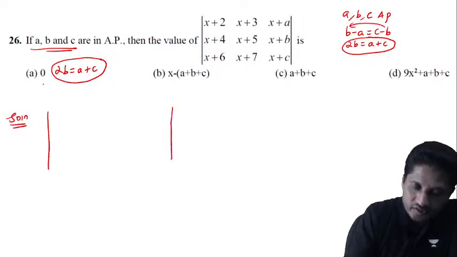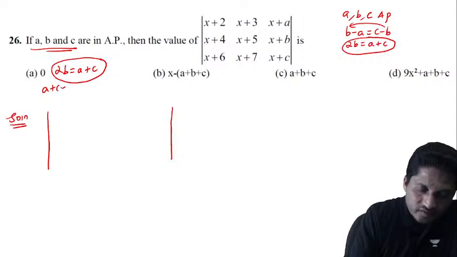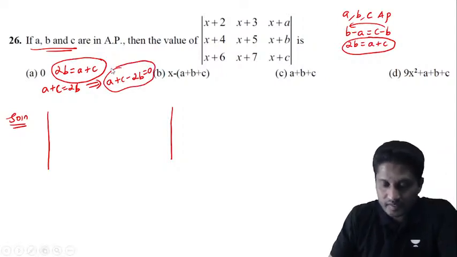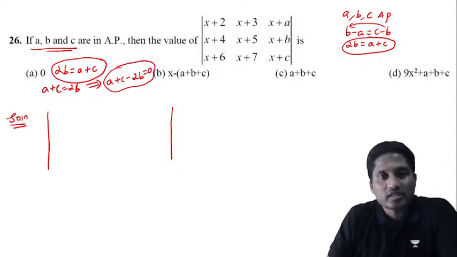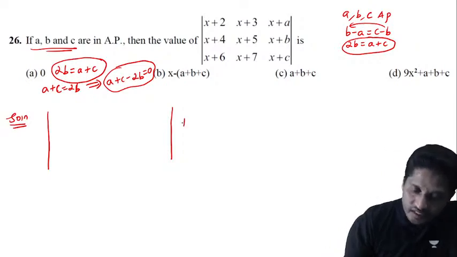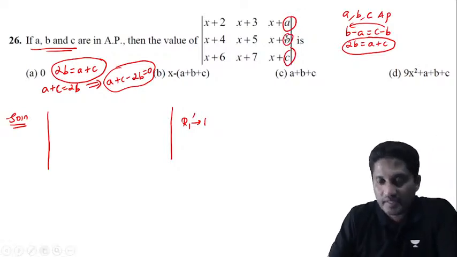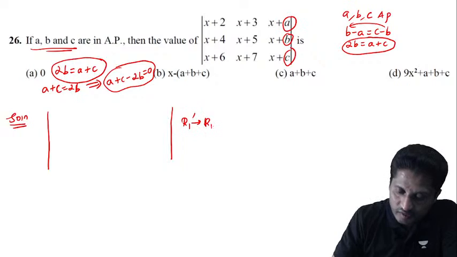2B is equal to A plus C means obviously A plus C minus 2B is equal to 0. So if I use this logic, I'm going to change R1 to R1 plus R3 minus 2 times R2, because here I have A, here I have C, here I have B, and I want A plus C minus 2B.